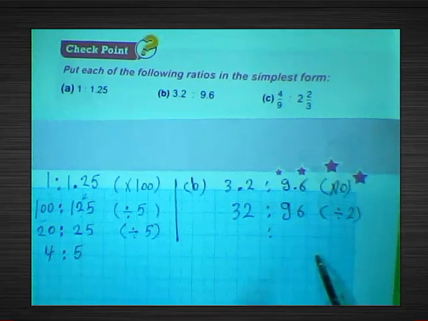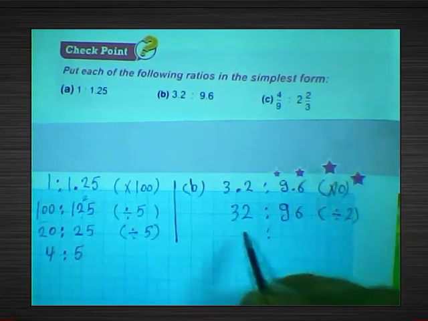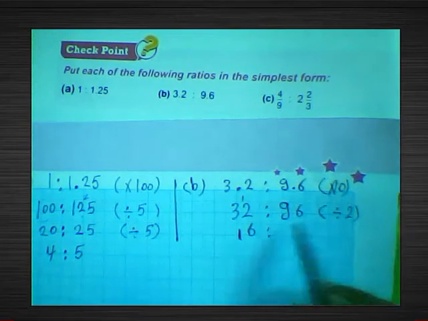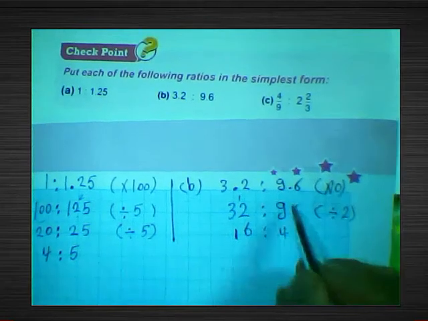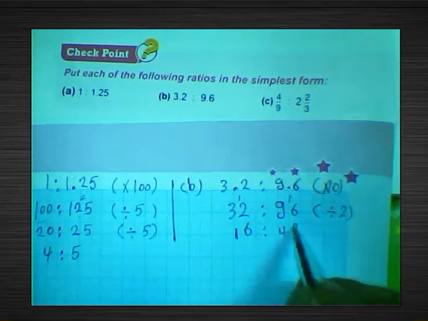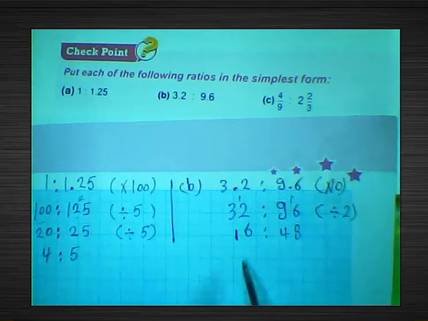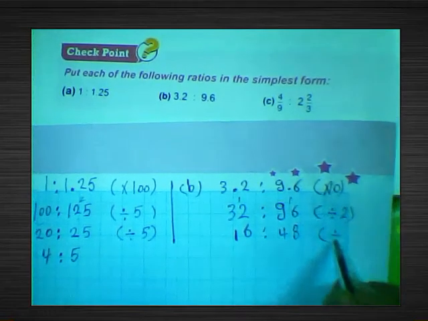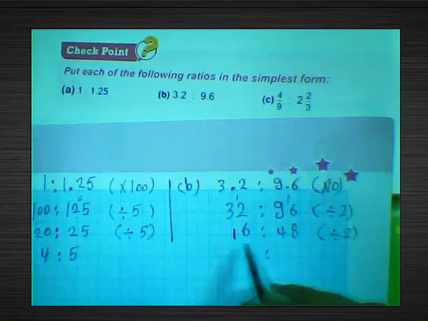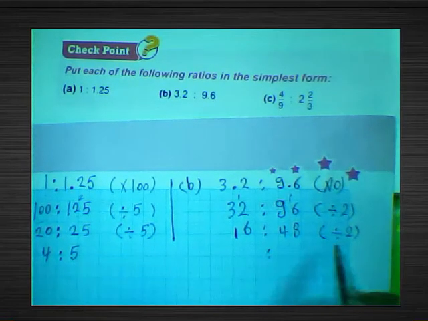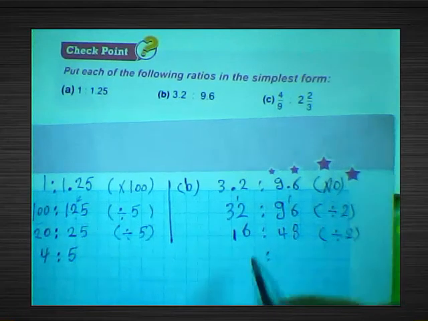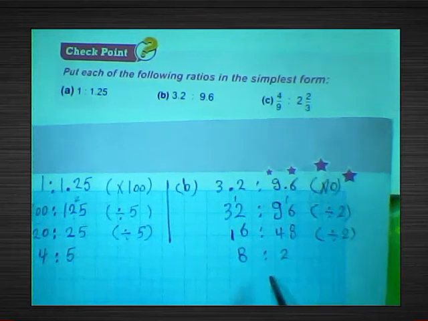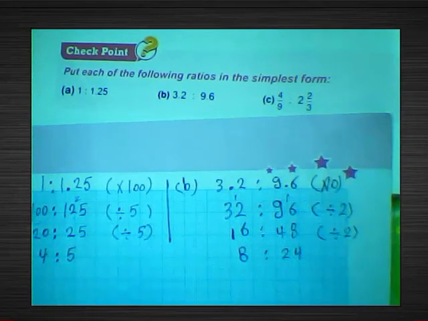It's true. Another step. 3 divided by 2 equals 1, and the remainder 1. 12 divided by 2 equals 6. 9 divided by 2 equals 4, and the remainder 1. 16 divided by 2 equals 8. So 16 and 48, we can divide them by 2, because 16 is an even number and 48 is an even number. 16 divided by 2 equal what? Equal 8. Okay. 4 divided by 2 equals 2. 8 divided by 2 equals 4.